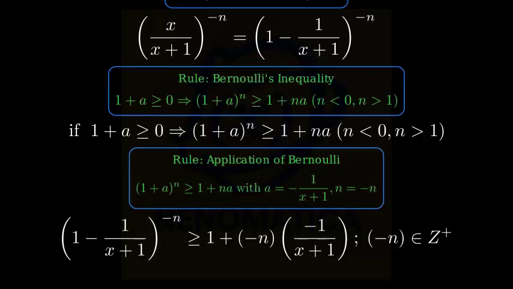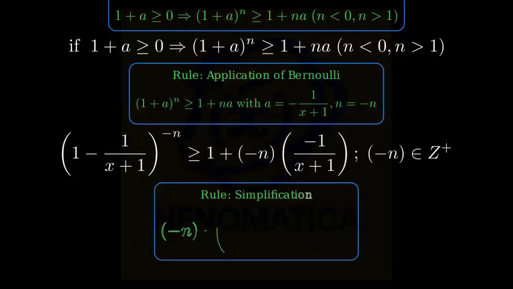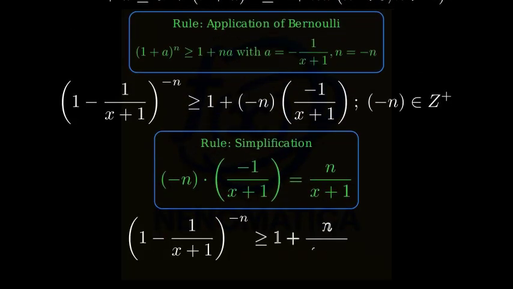So, (1 minus 1 over x plus 1) raised to negative n is greater than or equal to 1 plus negative n times negative 1 over x plus 1. Step 6. Let's simplify the right side of our inequality. Negative n times negative 1 over x plus 1 simplifies to n over x plus 1. So, our inequality becomes (1 minus 1 over x plus 1) raised to negative n is greater than or equal to 1 plus n over x plus 1.